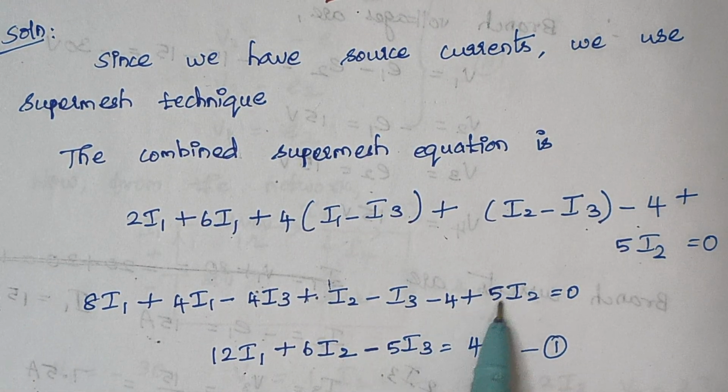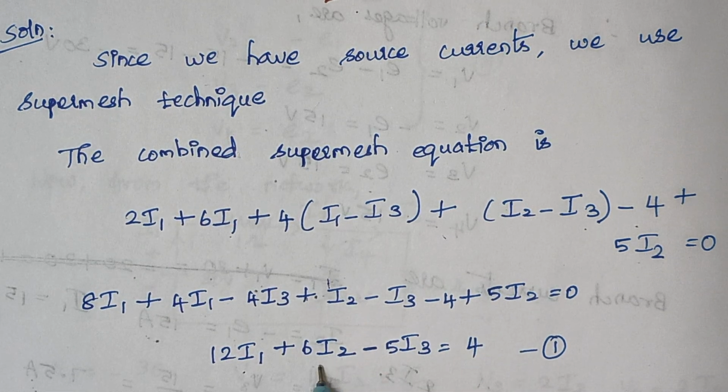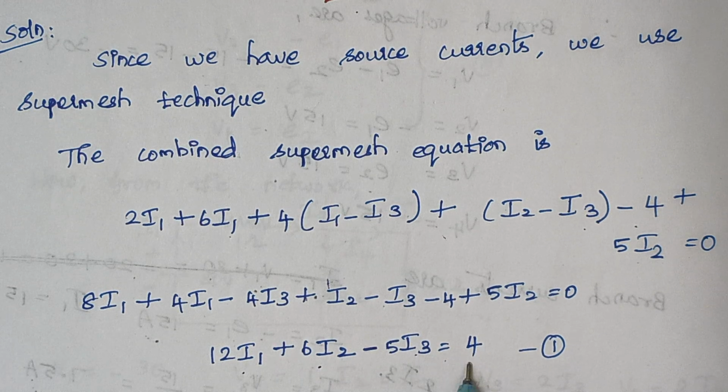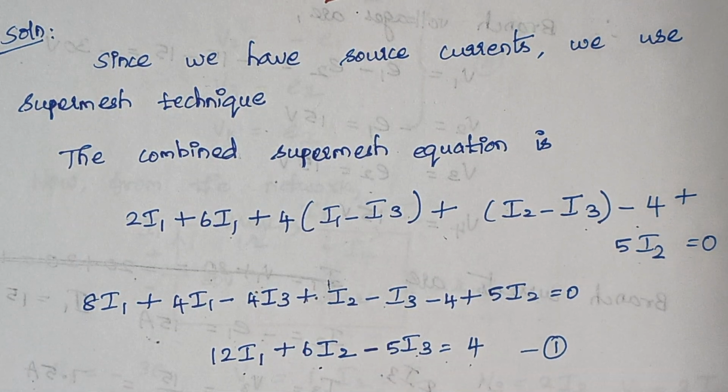And regarding i2 terms, I have 5i2 plus i2, 6i2. And this 4i3 and i3 minus 5i3, which is equal to 4. And name this as equation 1.